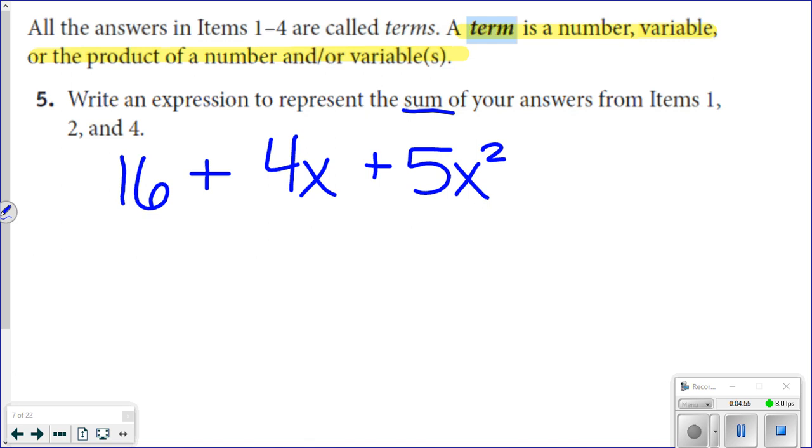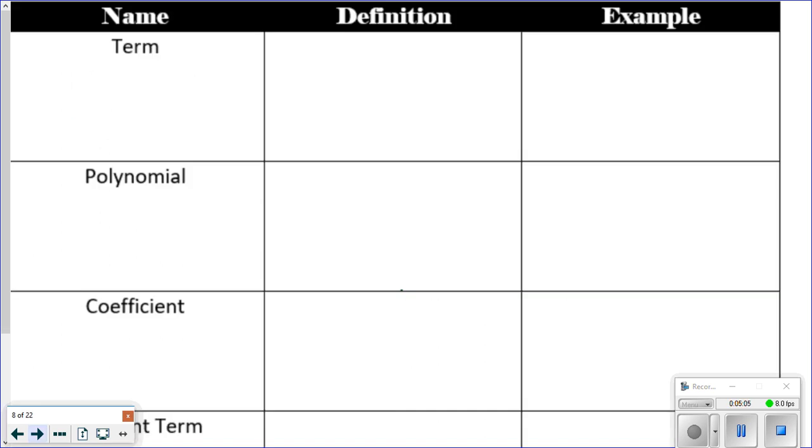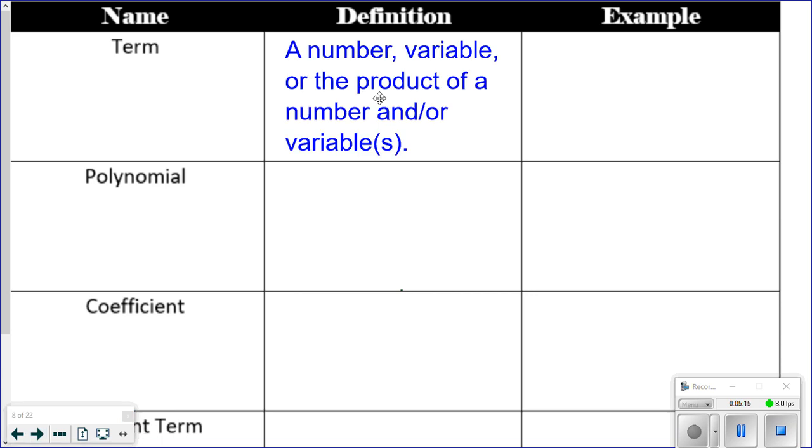So we are going to add the word term to our note sheet. It's called a VIP, which is a very important paper, so don't lose it. You can write this down on the graphic organizer in Schoology, or you can write it down just on a piece of paper. A term is a number, variable, or the product of a number and/or variables. So for example, 5, that's a number, it's called a term. Negative 1.75, that's a number, it's also called a term.